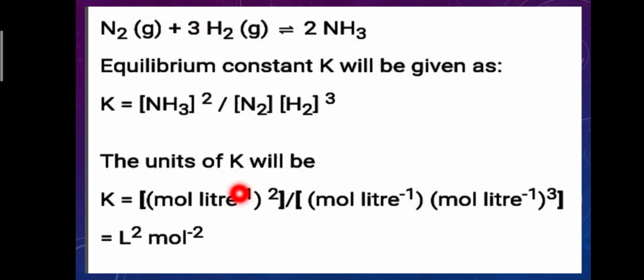The unit of K will be mole per liter squared for the concentration of NH3 squared, divided by mole per liter for N2 and mole per liter cubed for H2, which is equal to liter squared per mole squared. Some units cancel: mole into mole gives mole squared, and liter into liter gives liter to the power minus 2, and when rearranged we get liter squared per mole squared.